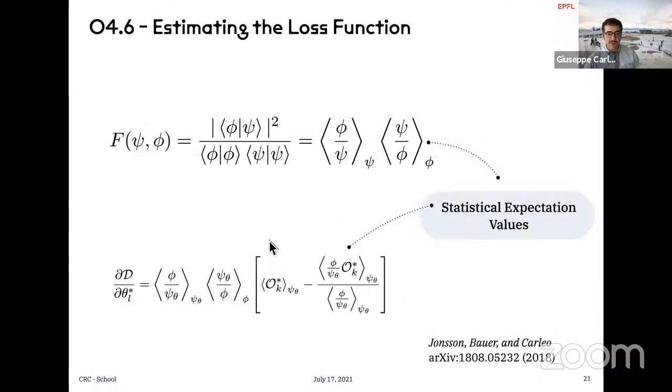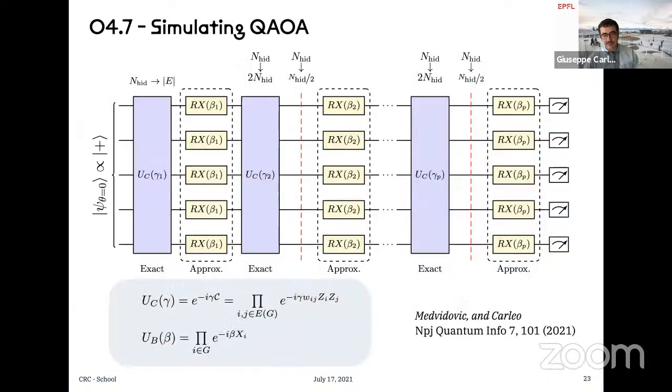Okay, so I'm not going too much into the details. You can find them here, but also the gradients of this fidelity in this case can be computed exactly, I mean, using statistical expectation values. And what we showed recently is that you can simulate relatively large circuits, for example, those that appear in a QAOA, the quantum approximate optimization algorithm that is very popular and has been realized also by Google.